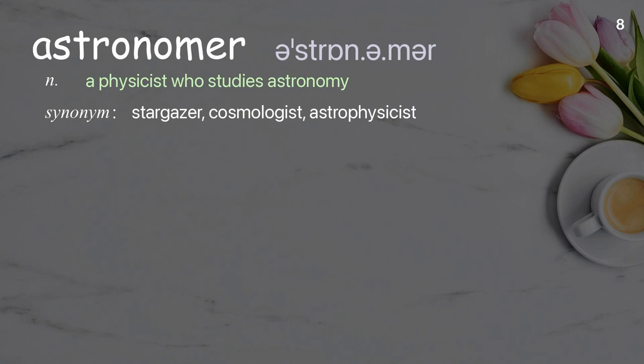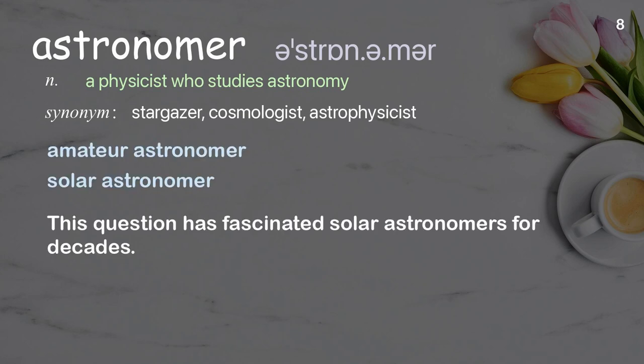Astronomer. A physicist who studies astronomy. Examples. Amateur astronomer. Solar astronomer. This question has fascinated solar astronomers for decades.